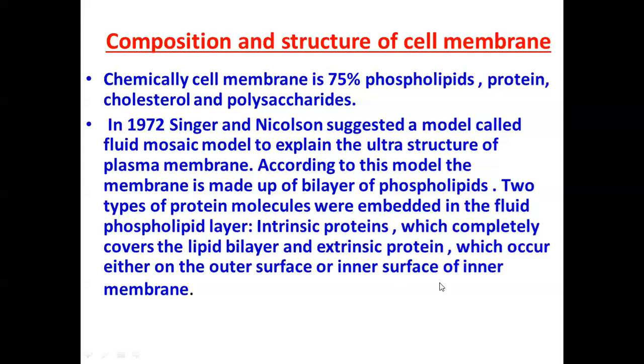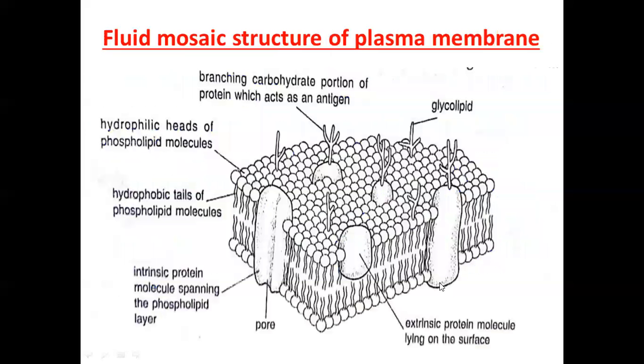So we can understand it by seeing the diagram. This is the diagram of the fluid mosaic model. In this you can see intrinsic protein situated here, extrinsic is situated here. Now this is the bilayer of phospholipid. The outer end, the round shape, is known as the hydrophilic heads of the phospholipid molecule. And this is the hydrophobic tails of the phospholipid molecule. So this will form one layer. It consists of two such layers. That's why it is termed as phospholipid bilayer.